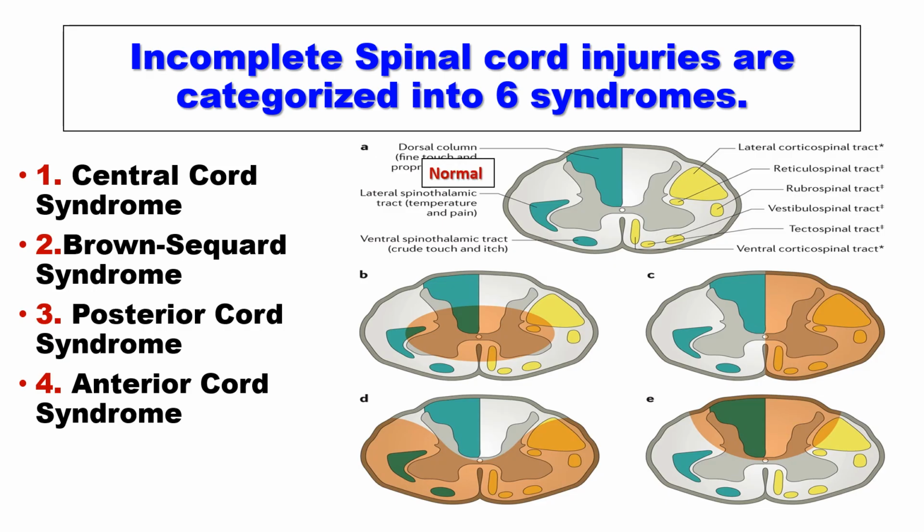This is normal. The first one is central cord syndrome, involving the central part of the spinal cord. The second one is Brown-Séquard syndrome, involving one half of the spinal cord. The third is posterior cord syndrome, involving the posterior part of the spinal cord. And the fourth one is anterior cord syndrome, involving the anterior part of the spinal cord.